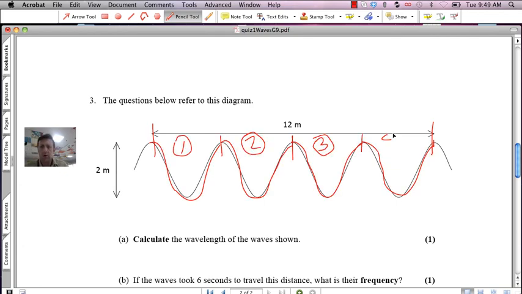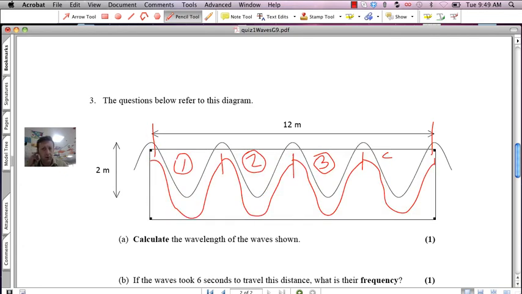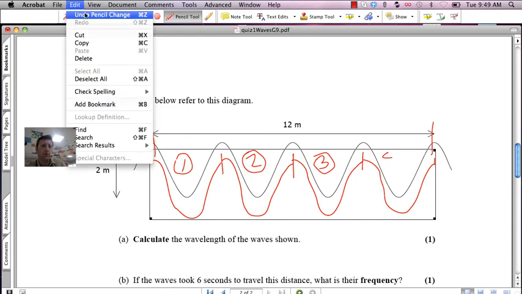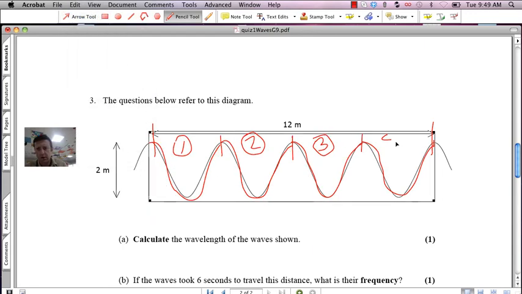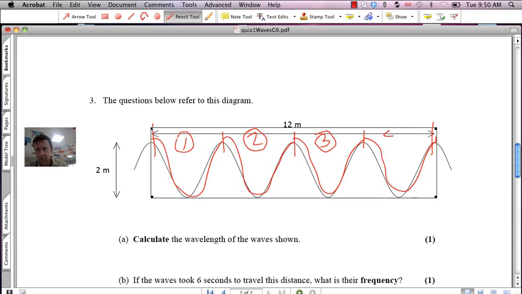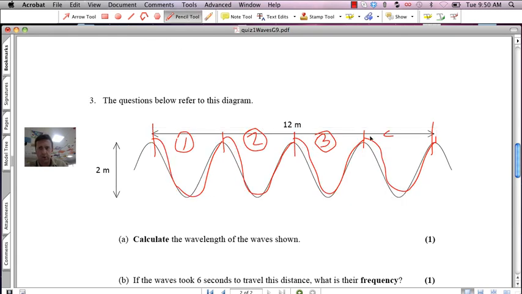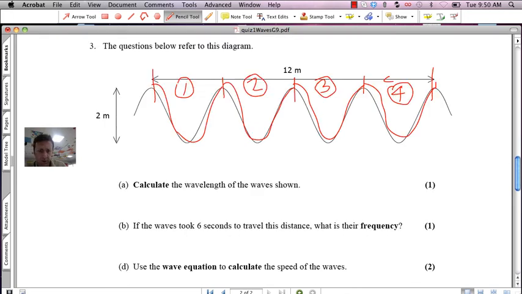4 waves. Okay. Oops. Undo. Why is it doing that? 4 waves in 12 meters. How long is one wave? Well, one wave will be 12 divided by 4, which equals 3 meters.